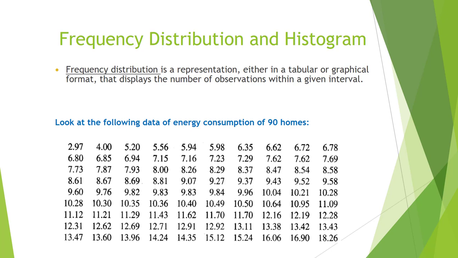Okay, let's take a look at the example I have here. I have 90 homes, and I have the energy consumption of these 90 homes. If you look at these 90 numbers I have here, I kind of ordered them from the smallest to the largest. The smallest is 2.97, then the largest is 18.26. So what I'm going to do with these 90 numbers, I'm going to go to my next slide.